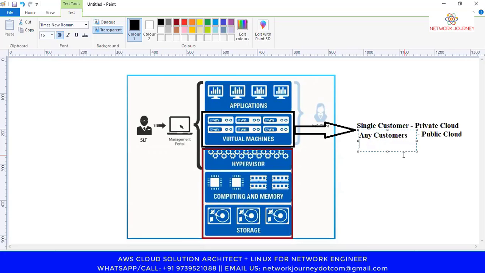And the next type, as I said, is community cloud. Community cloud is for a group of customers in their mutual understanding. Group of customers in the sense, they will be in a partnership, in a tie-up. Instead of going for individual private clouds one by one, they can share the billing. That is what community cloud is.